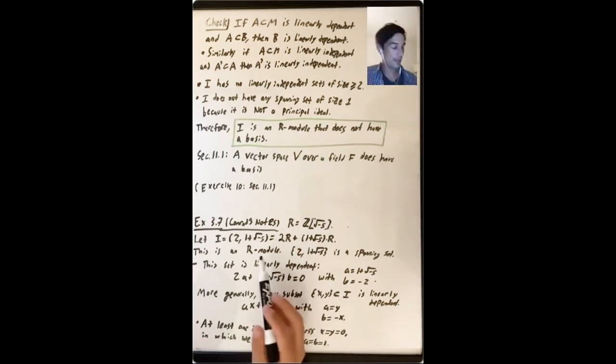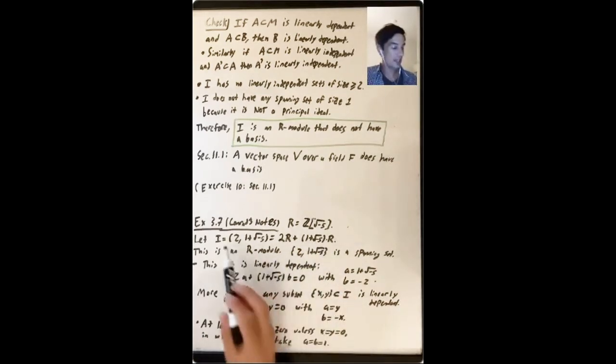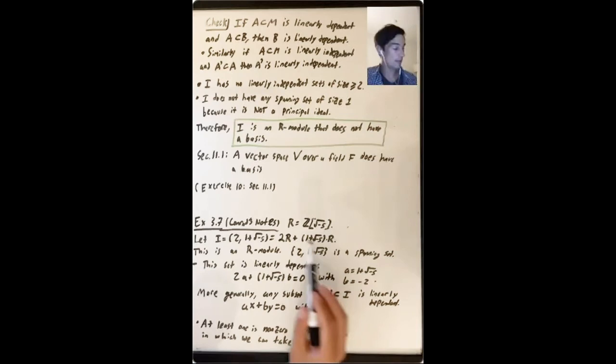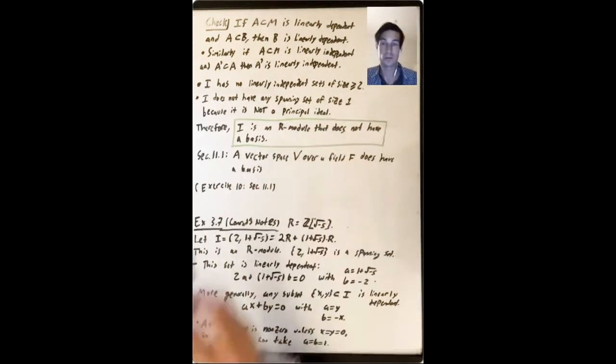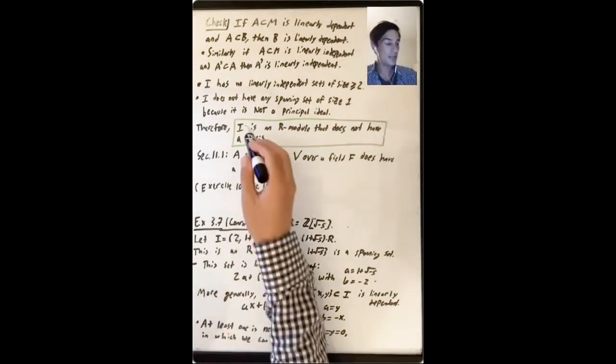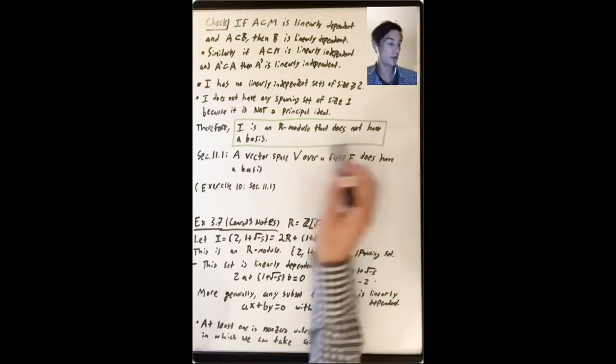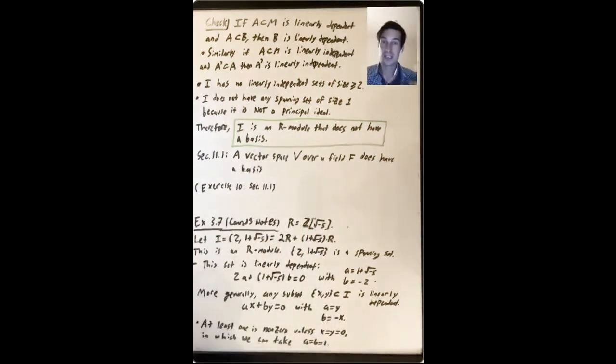That would be one element in I, such that everything in I could be written as something in R times that one element. But that would mean that this ideal would be principal. And we've shown already that this is not a principal ideal. So that's why there's no spanning set of size 1. So there's no basis of size 1. There's no basis of size 1 or basis of size 2 or larger. So this I is an example of an R-module that does not have a basis. So this is a key example to know.